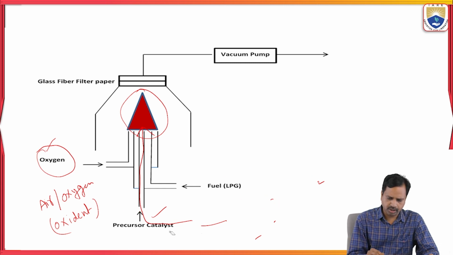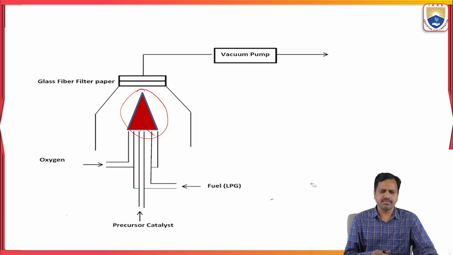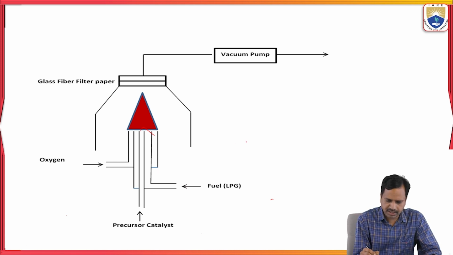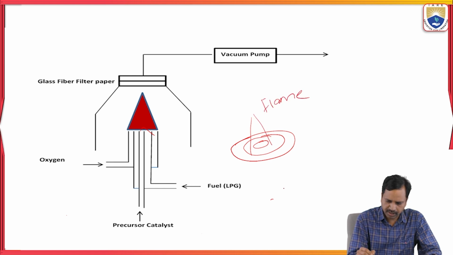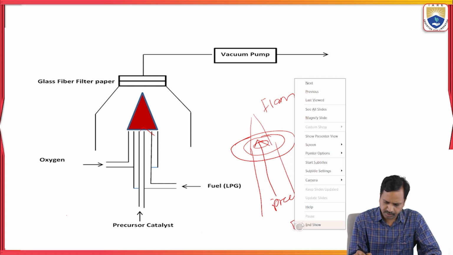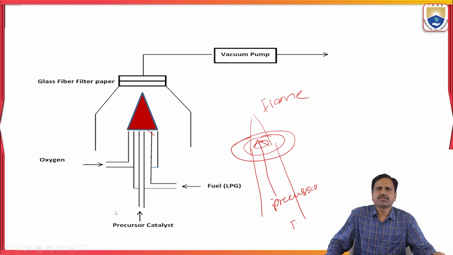Okay, students. This is the flame synthesis method. So what does it contain? From the fuel side, there are three concentric pipes like this. From the middle one there is a flame, and in the middle one the precursor, and from this one maybe the fuel. So this is the flame synthesis method.